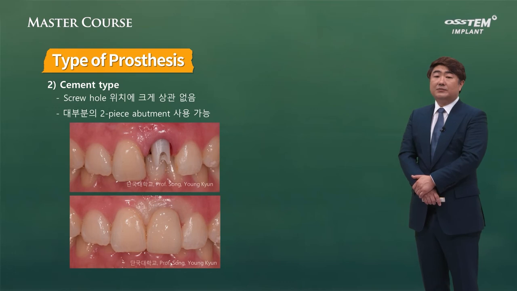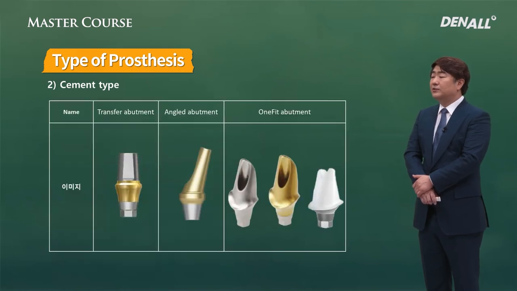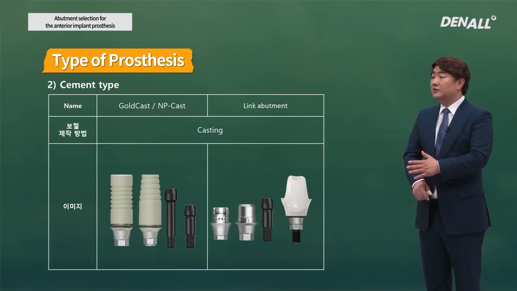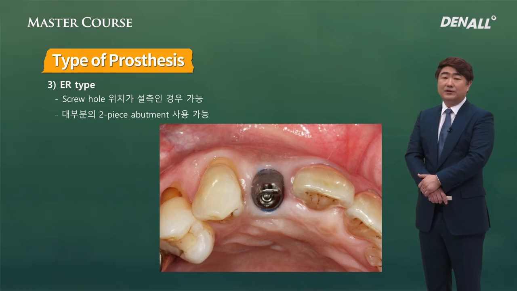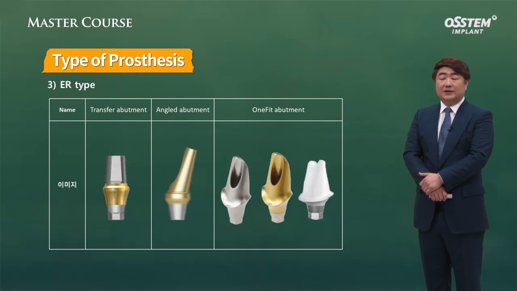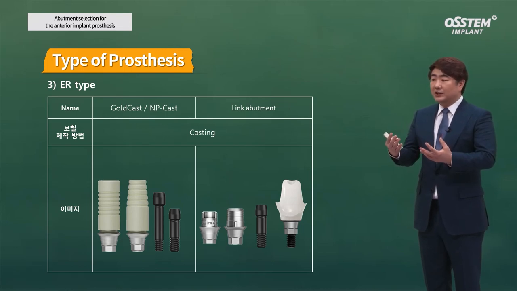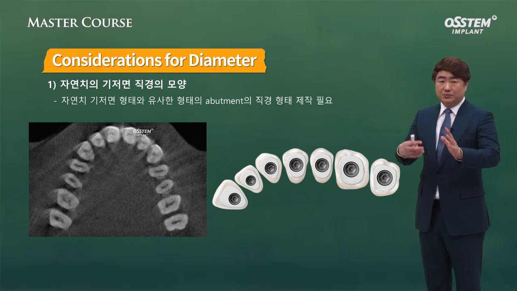For the cement type, if the screw hole position is not important, any abutment can do. Stock abutment or custom abutment are all possible, but gold cast abutment or link abutment could also create the cementation type of abutment. With the screw type, you also have to put a hole in the prosthesis, so if you don't place it well, you can have a very tricky situation on your hands. If the placement position is good, any abutment would do. If not, an angled screw needs to be used, so you should use an abutment that allows an angled screw. And diameter should also be considered.